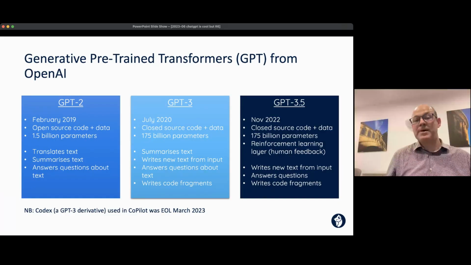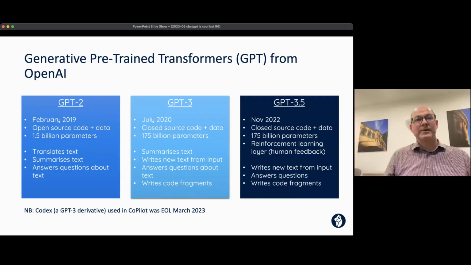Then we got a much better model. Closed source, though, this time, so the data and the source code not available, much bigger, 175 billion parameters. GPT-3.5 in November of 22, also 175 billion parameters, also closed source. Also incorporated what they call reinforcement learning by human feedback, RLHF, some additional fine tuning, and I'll talk about that in a second. And you can see that these models got better and better, and this is really where the excitement came from.